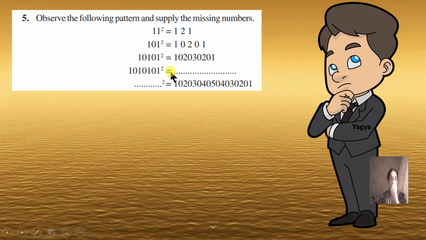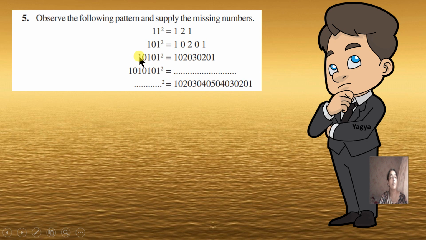Yagya, observe this pattern and supply the four missing numbers. See the pattern. Double 1 square, 1, 2, 1. Now 101 square is equal to 10201. Inserted 0. So between 1 and 2, I'm inserting 0. Again 2 and 1, I'm inserting 0. Now the pattern changes. 10101. That means between these two, 0 is inserted. Between these two, 0 is inserted.